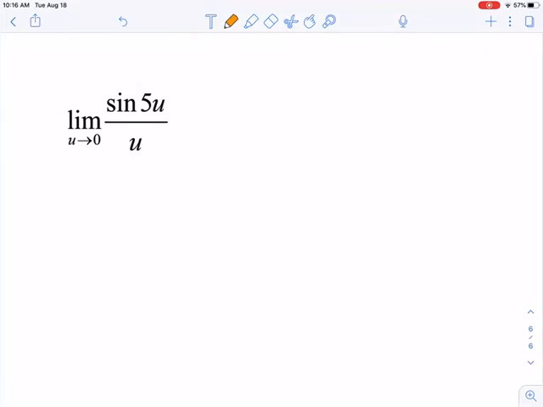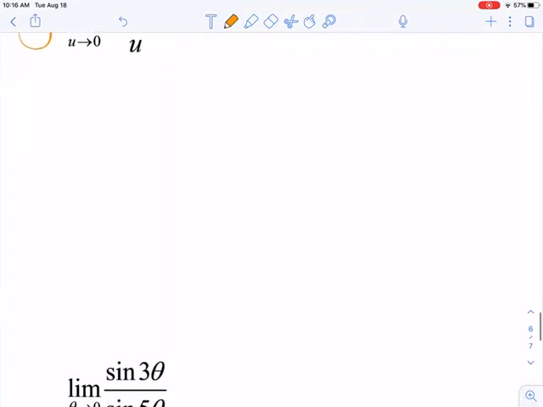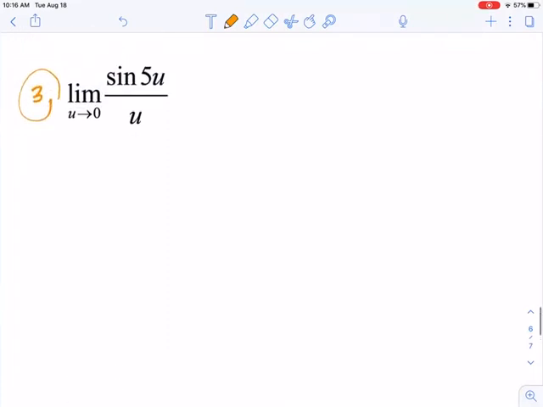Okay, couple more examples and then we will be on our way. So example number 3, we have the limit as u approaches 0 of sine of 5u over u. I know that x is really comfortable for us, but it doesn't necessarily have to be what we use every time. So here we are using u.